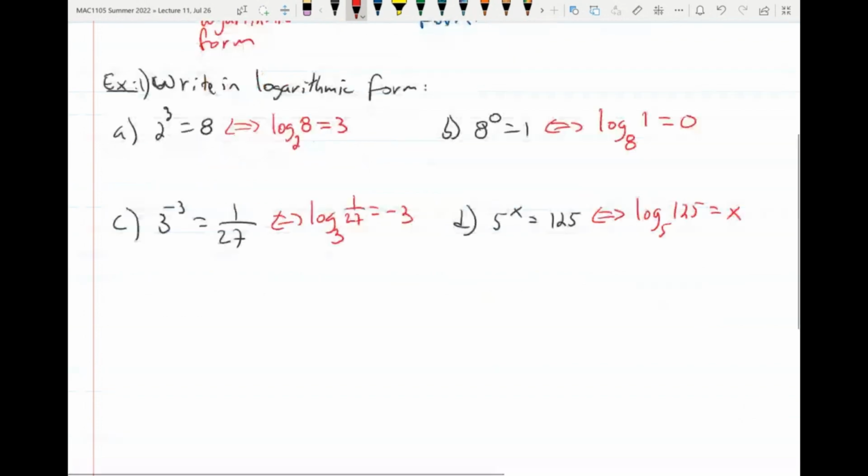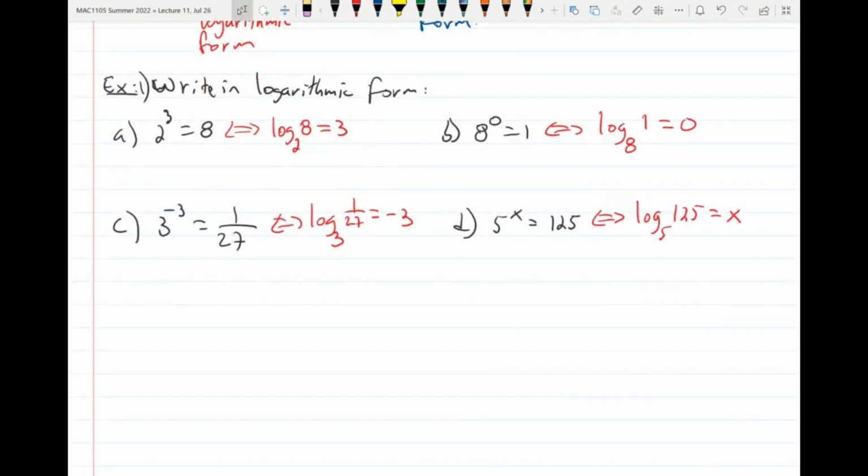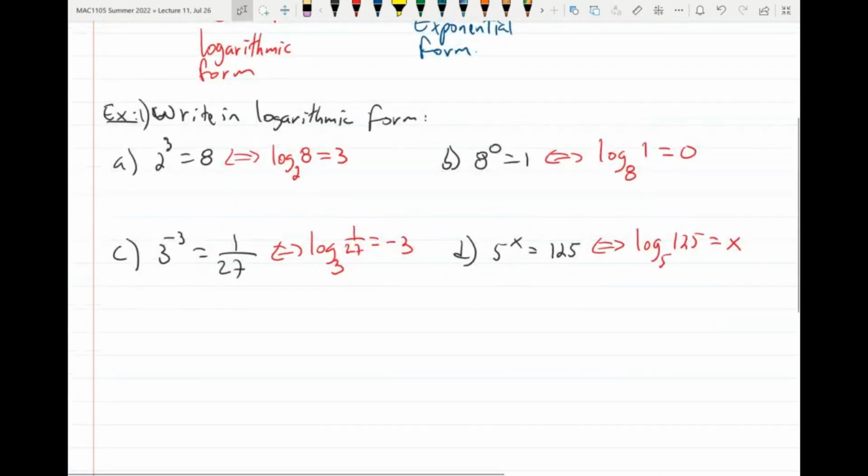No? Okay, good. I just have one question. For D, the solution there would be x is equal to 3. So if there's a question like that on the test, should we write x or 3? Well, it depends. What's the question asking here? It's asking to convert to logarithmic form. So that's what you need to write. If you write 3, that's not logarithmic form.